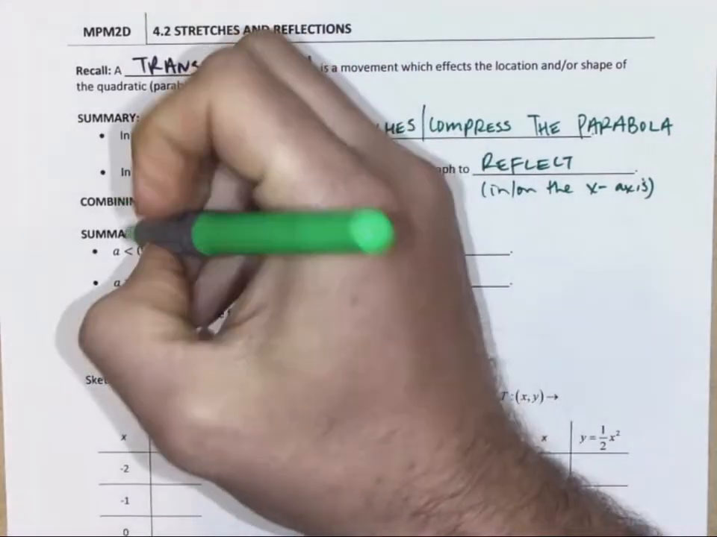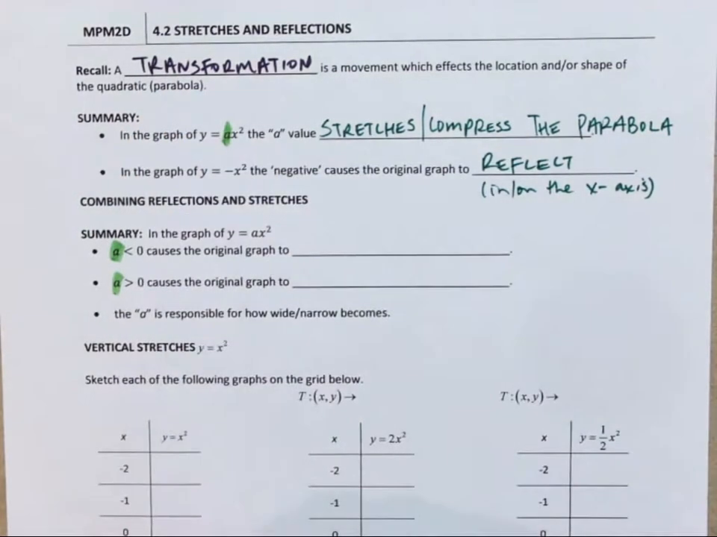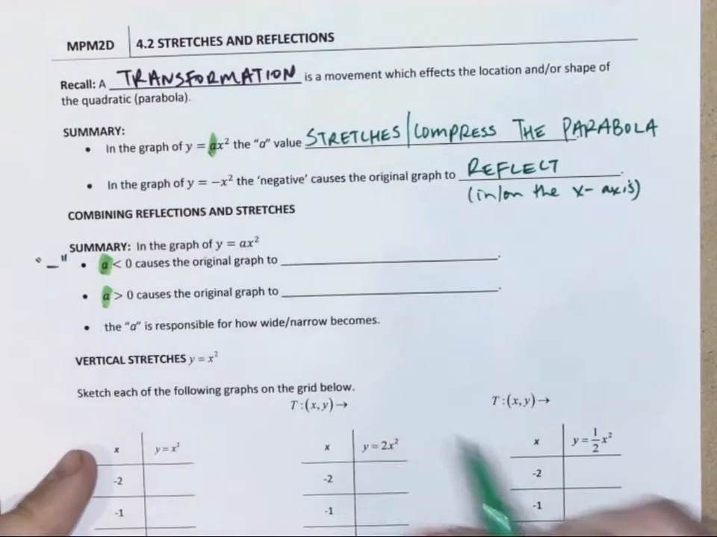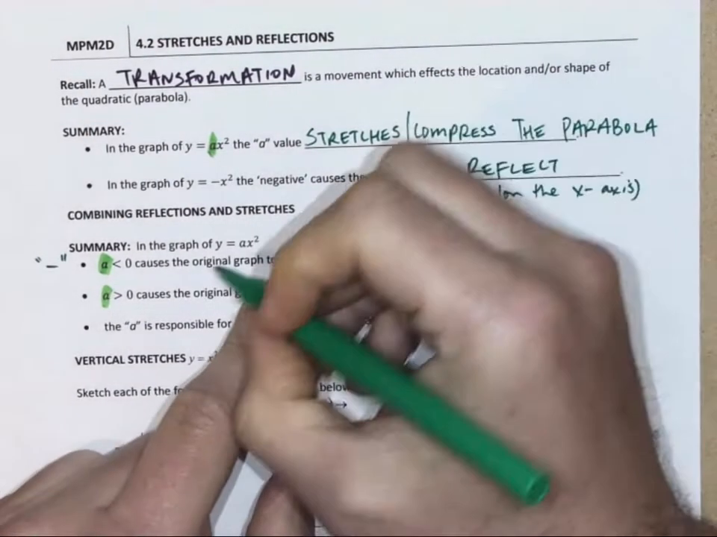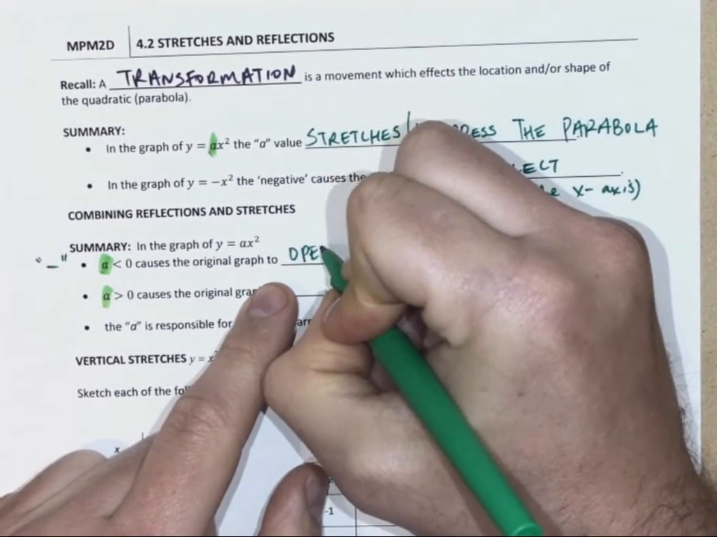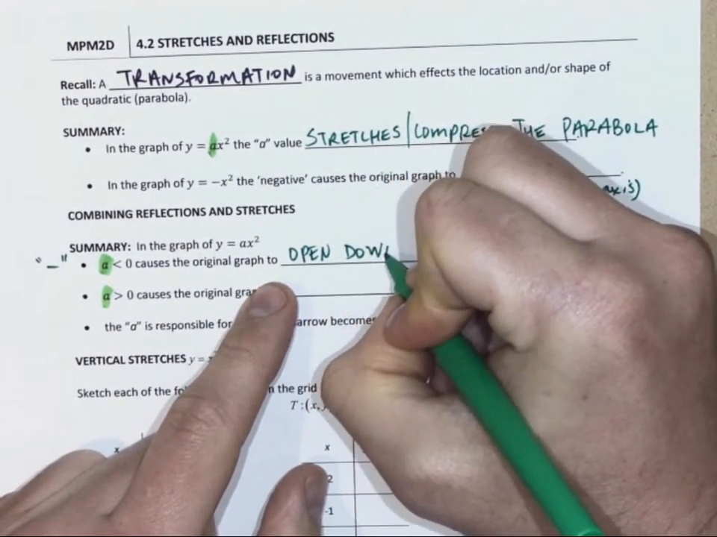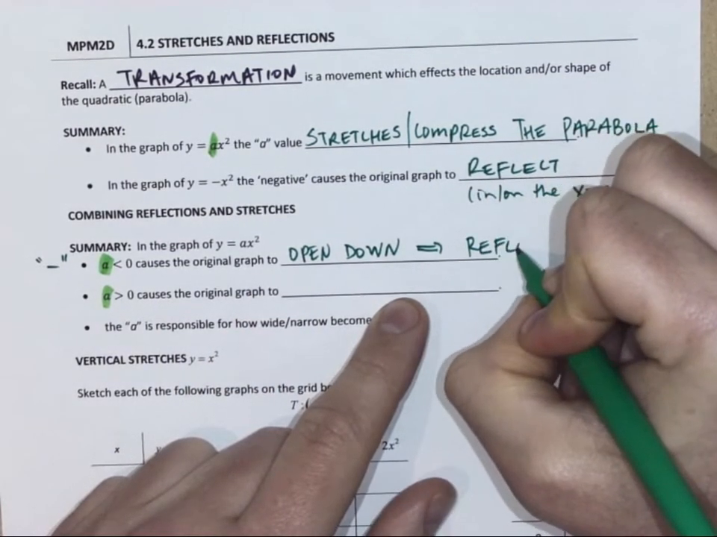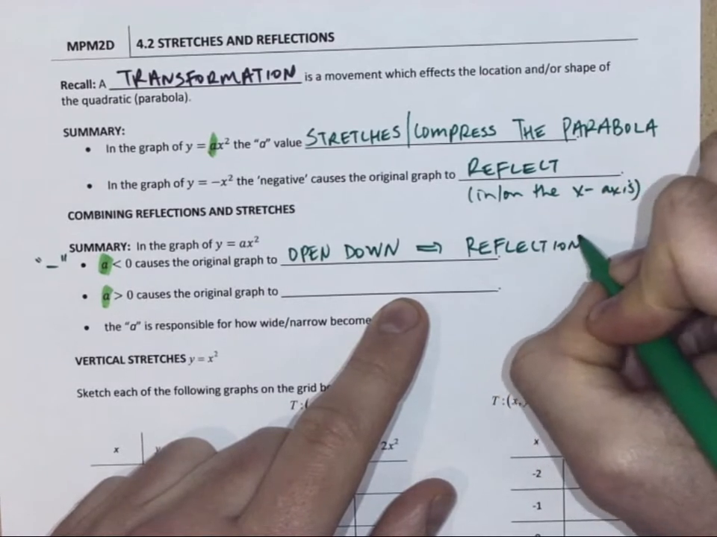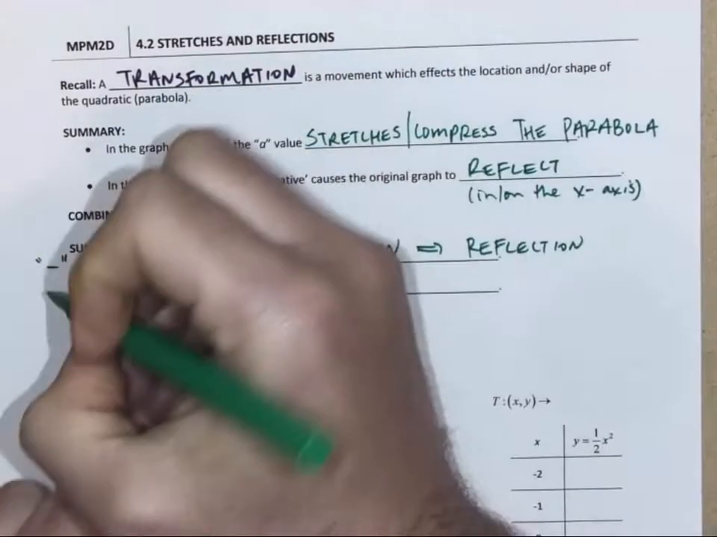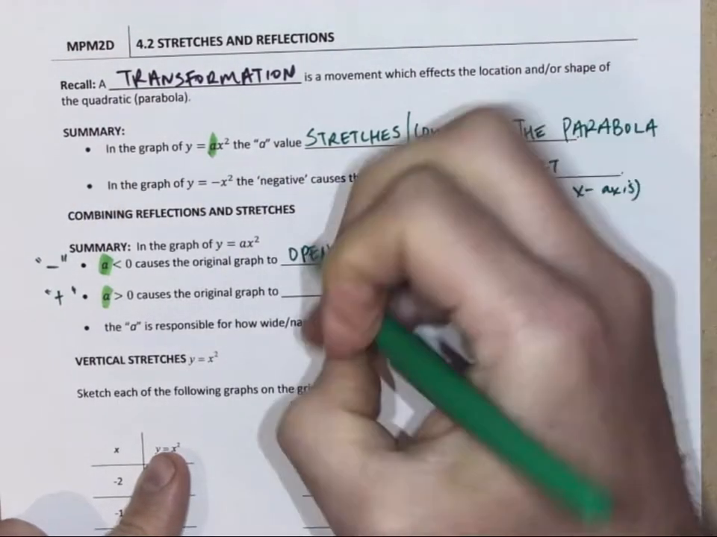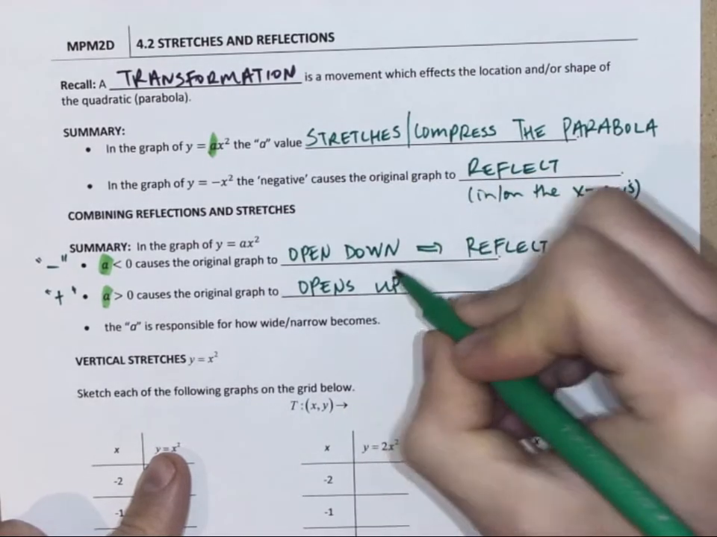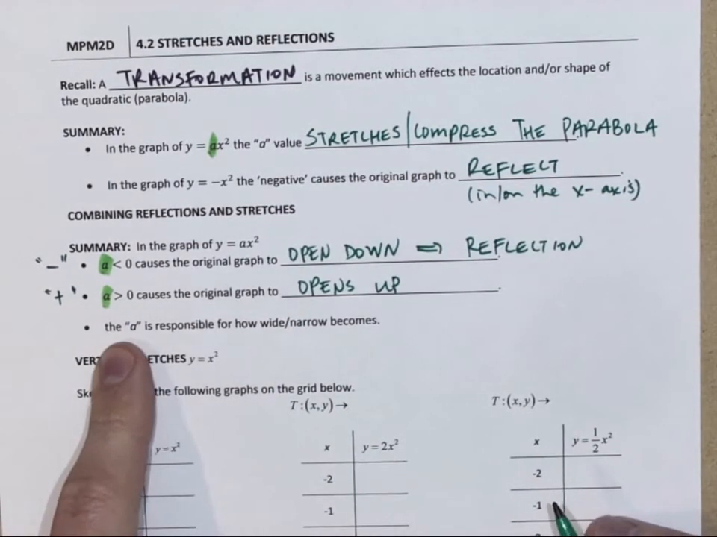So now we can put those together. If the a value is less than 0, which again is a fancy way of saying a negative number, it causes the original graph to open down, which is a reflection. If a is larger than 0, it still opens up. Then we need to look at what the number is.